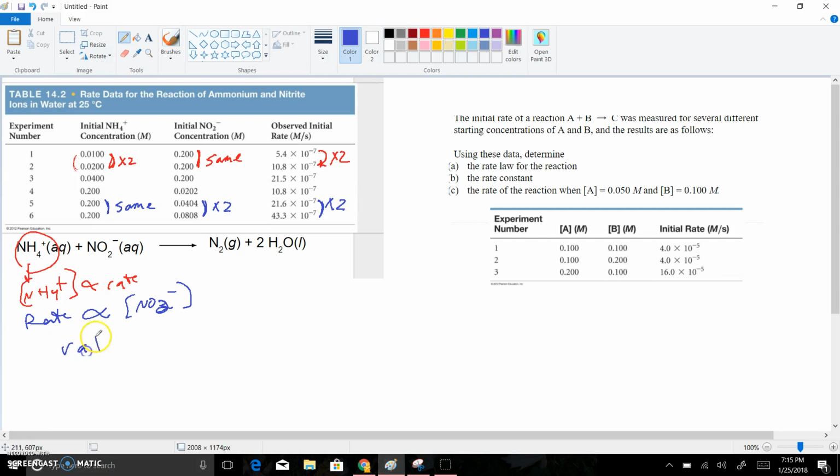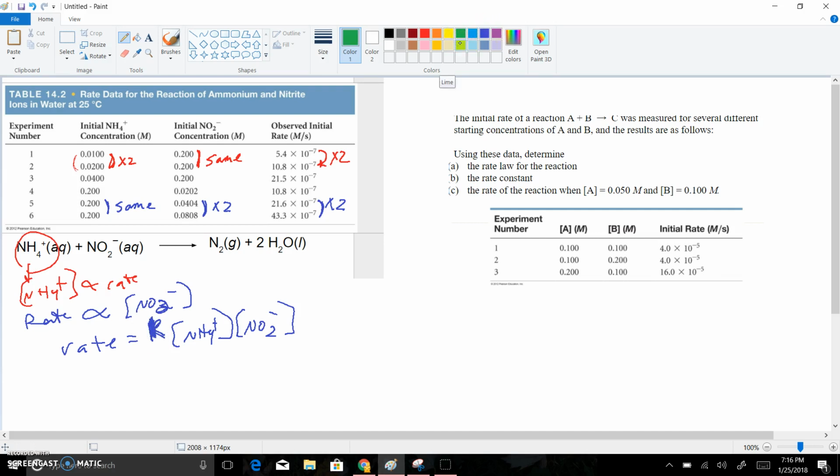So what I'm really saying if I put the two together is that the rate is proportional to NH4 positive and to NO2 minus. They're proportional to the rate, and proportional by using a constant k. It actually should be a little lowercase k. This right here is the rate law for this reaction.